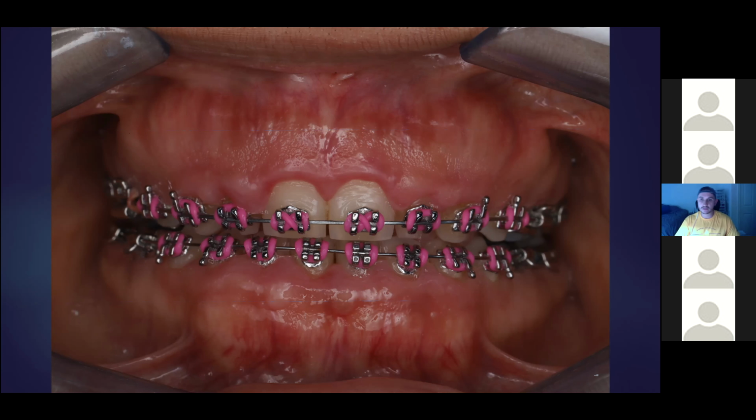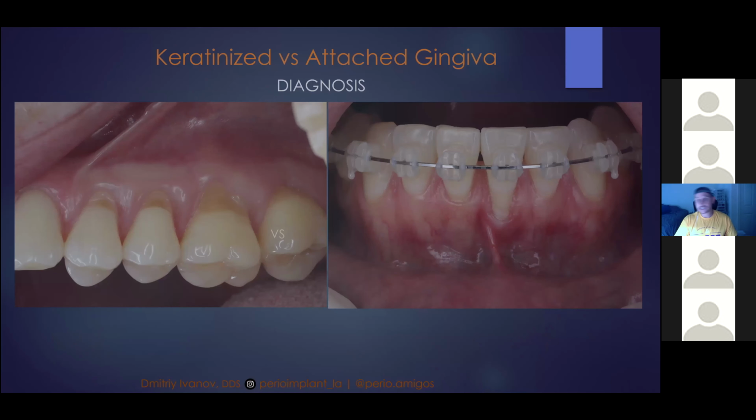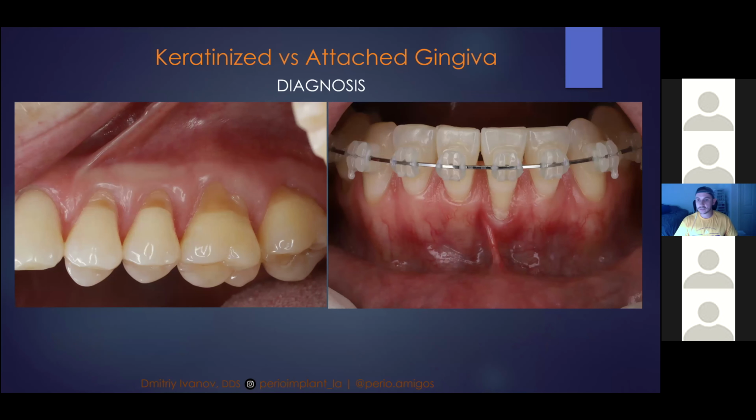And this is an important part of our evaluation of tissues, to see how much of this attached tissue we have, not just the keratinized tissue, but how much attached tissue we have. Because it's important in our diagnosis as well as the treatment planning.